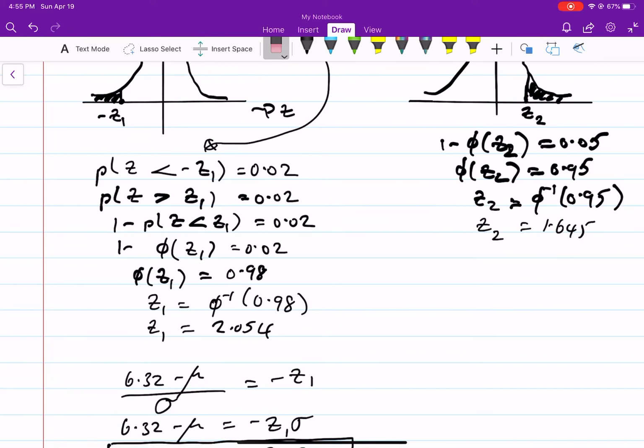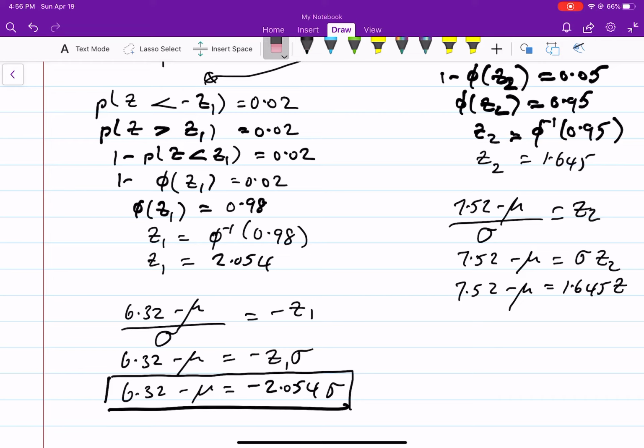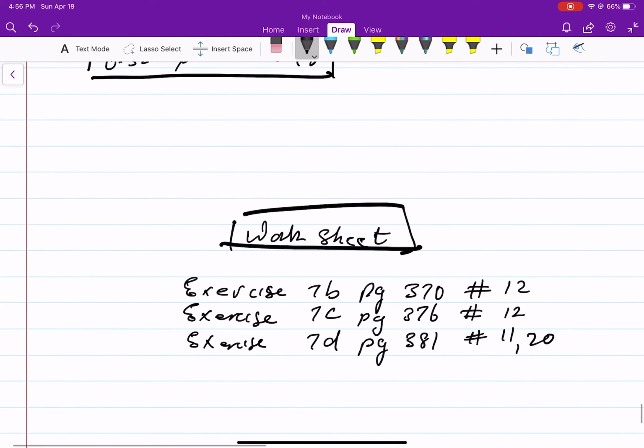So 7.52 minus mu over sigma is Z2, but we just found Z2 to be 1.645. So 7.52 minus mu is sigma times Z2. 7.52 minus mu is equal to 1.645 times sigma. That's the second equation. Two equations and two unknowns. If you solve them simultaneously, you get both mu and sigma.